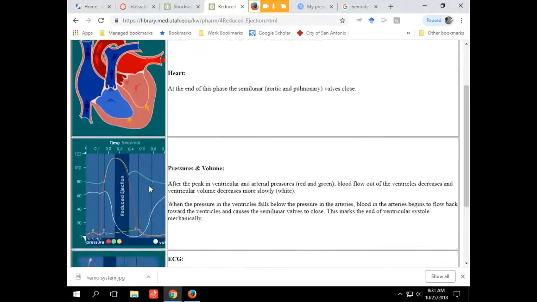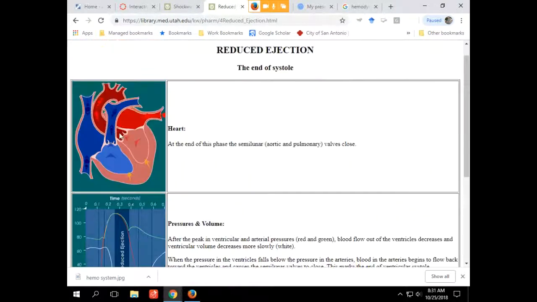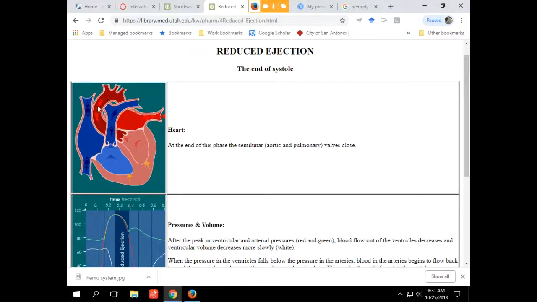Then we see reduced ejection, like I said before. It starts slowing down the pressure. The pressures are pushing back on these valves right here. So over here we have our afterload. Remember that? Afterload, SVR, PVR. All these things. Remember those acronyms? Over here on the pulmonary side, what is it?